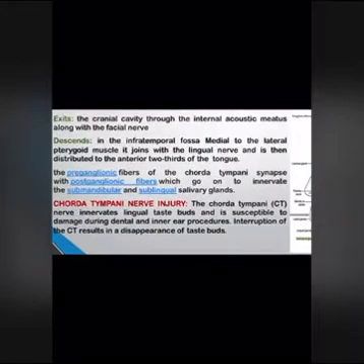Chorda tympani nerve injury. The chorda tympani nerve innervates the lingual taste buds and is susceptible to damage during dental and inner ear procedures. Interruption of the chorda tympani results in disappearance of the taste buds.